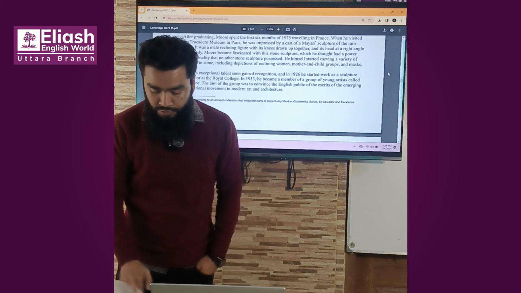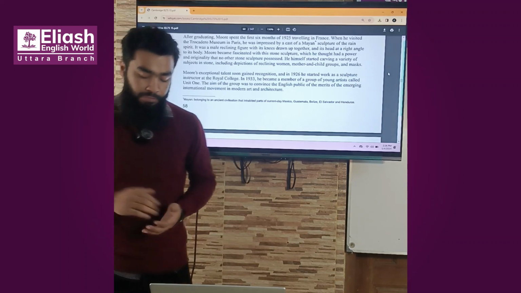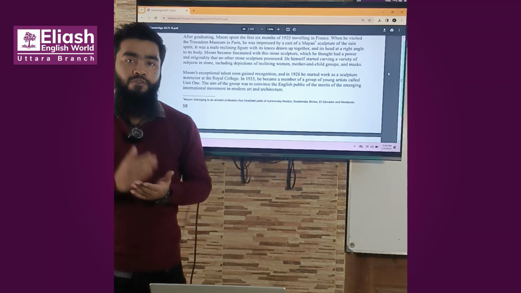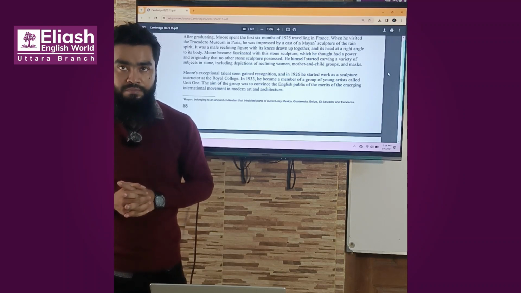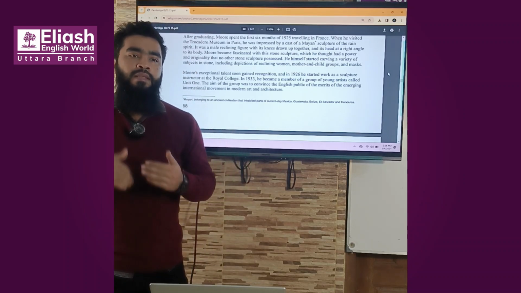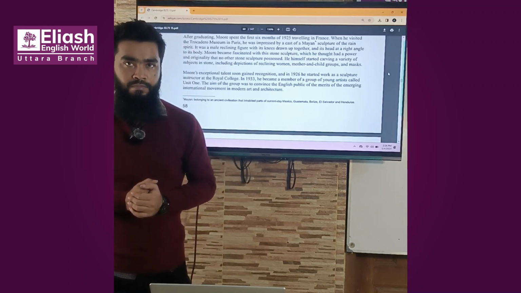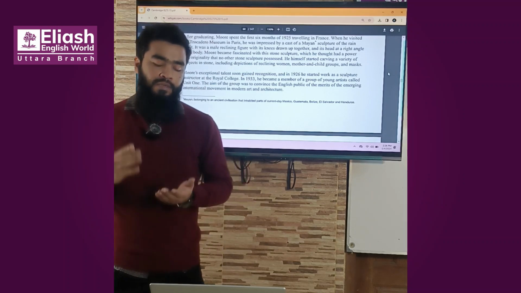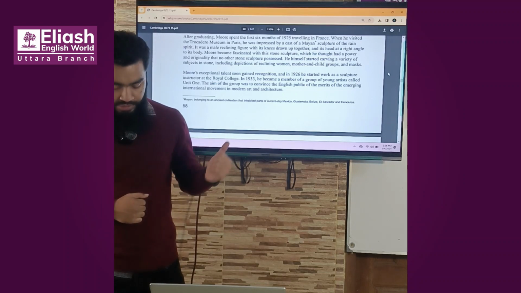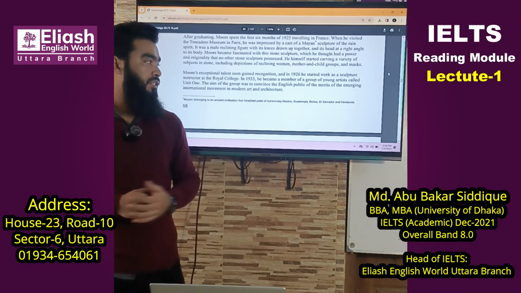So this is how you solve true, false, and not given. To summarize, when would an answer be true? The answer would be true where the question and the information in the passage agree with one another. When would the answer be false? When the question contradicts the information in the passage, then it would be false. And the answer would be not given where the information is not enough to reach a conclusion. For the last question, we didn't have enough information about being so popular, so the last question would be not given.